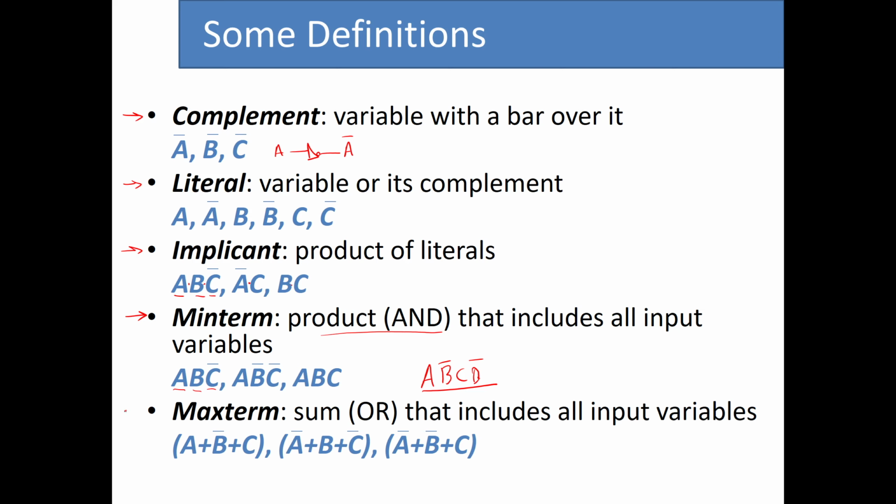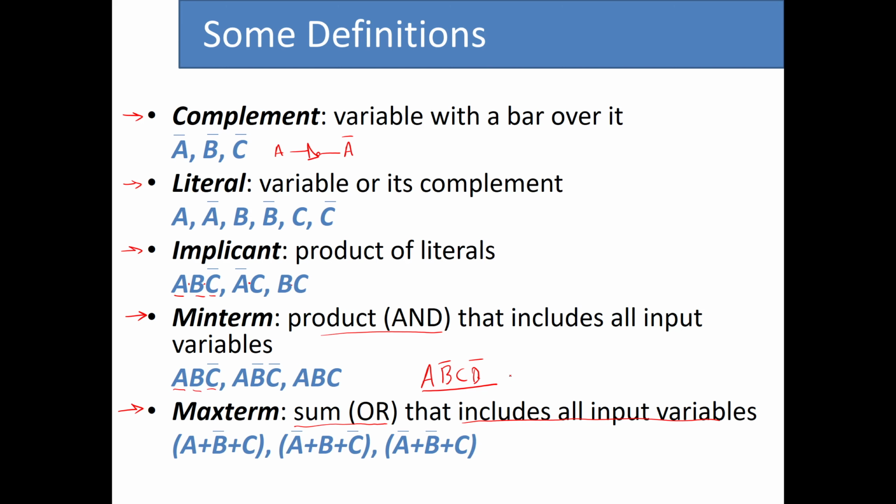And then finally we have the definition of maxterm, which is a sum or an OR that includes all input variables again. So when you compare it with minterm, the similarity between a maxterm and minterm is that they both contain all the input variables. The difference is that in minterm we calculate the product, in maxterm we calculate the sum or OR of all the variables or their complements.